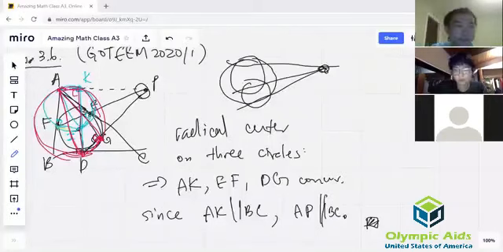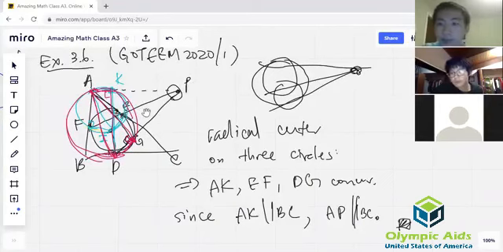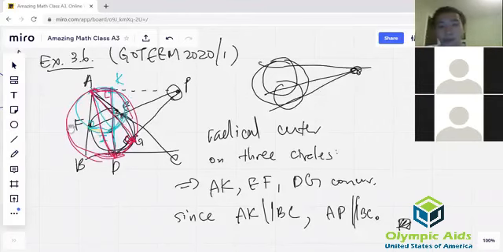Okay, so someone asked a question about the last part. Why do AK, EF, and DG concur? Well, if you look at the three circles we drew, there's this red circle, there's this blue circle, and there's this black circle, like the incircle. And then if you look at the three pairwise radical axes.